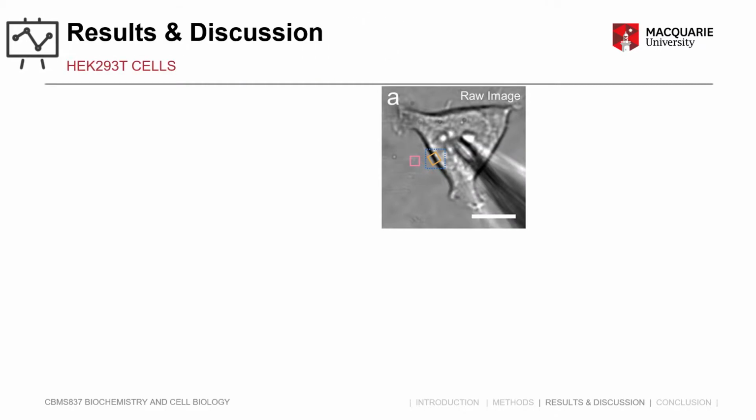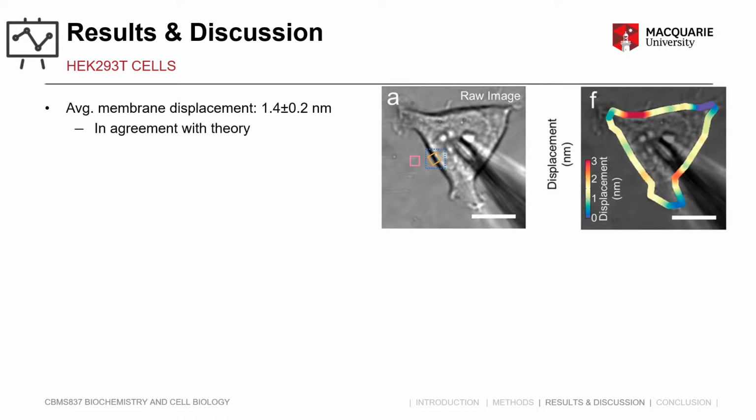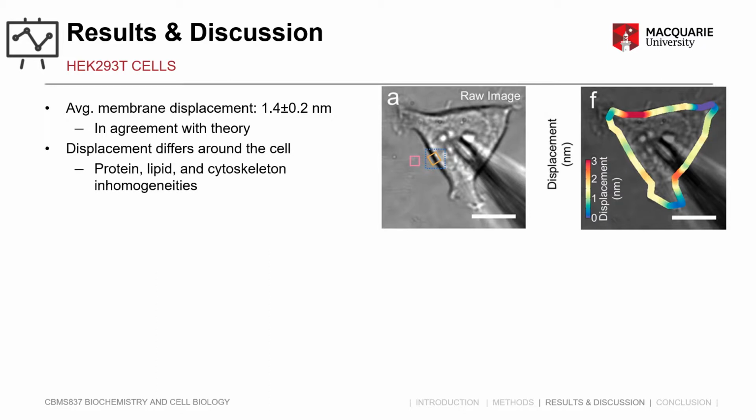Now on to the results and discussion, first talking about the human embryonic kidney cells. It was found by the group that an average membrane displacement of 1.4 nanometers happened during the voltage stimulation. This agrees well with theory. But it was also found that the displacement differs a lot around the cell. So some places had a lot of displacement, while other areas almost saw no displacement. This is mainly attributed to protein, lipid, and cytoskeleton inhomogeneities.